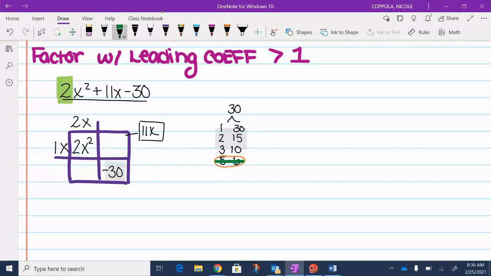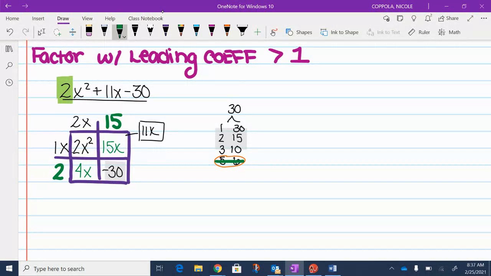Let's try the 2 and the 15. I'm going to put a 2 in and a 15 in. Oh, wait a second. I cannot have two even numbers on the same side of the box. So I cannot put a 2 there, but I can put the 2 here. So 2 times 15. Let's fill in and see what happens. 2 times 2x is 4x. 15 times 1x is 15x. Can I combine 4 and 15 to get to 11? I can. If I do 15 minus 4, I'll get to 11.